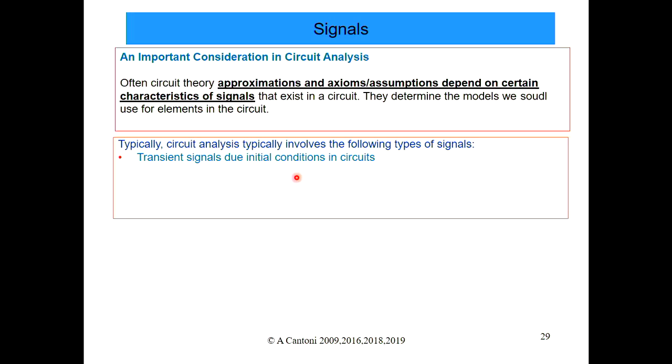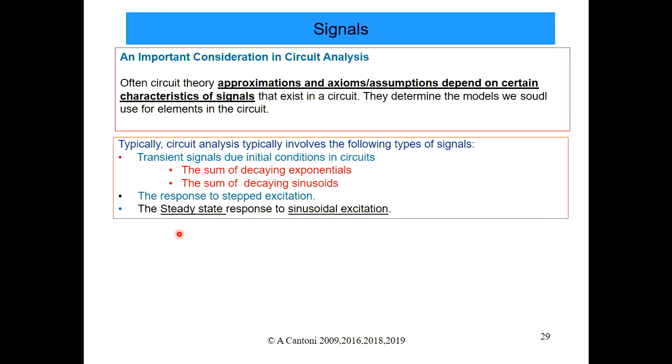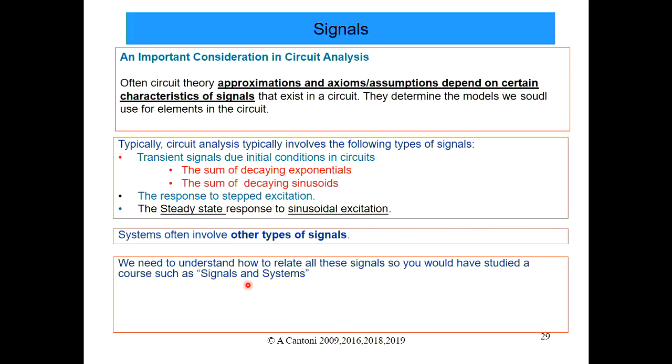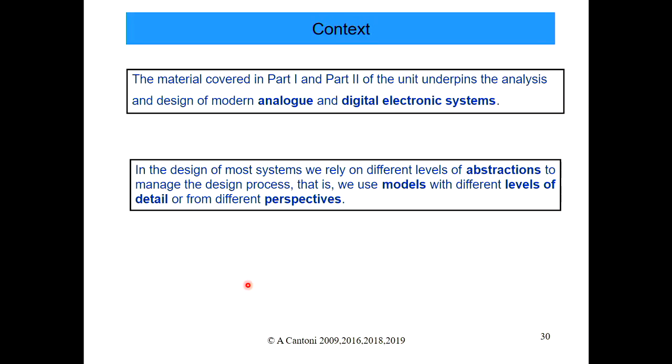For analog signals in particular, we have a certain number of types. We have transient signals, which are due to perhaps initial conditions in circuits: decaying exponentials, decaying sinusoids, or the response to some stepped excitation. Then we also have a steady state response, not just to DC, but remember also to sinusoidal excitations. In systems, you can also have other types of signals. We'll look a bit more at that. One of the main other types of signals, not just analog, is digital signals.